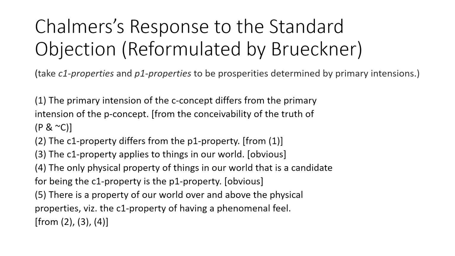As we go through this really quick, just note that the C1 properties and the P1 properties are properties determined by the primary intentions of the C concept and the P concept. So 1, the primary intention of the C concept differs from the primary intention of the P concept. 2, the C1 property differs from the P1 property. 3, the C1 property applies to things in our world. 4, the only physical property of things in our world that is a candidate for being the C1 property is the P1 property. And 5, there is a property of our world over and above the physical properties, namely the C1 property of having a phenomenal feel.